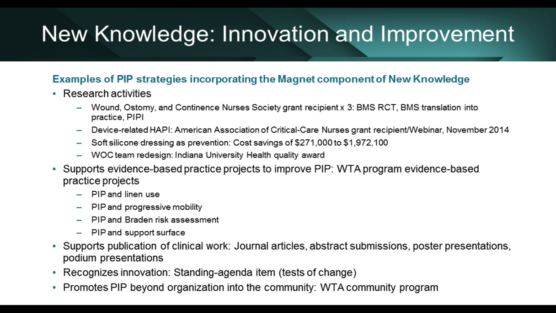Here are some examples of how we have included this into our pressure injury prevention program, research activities that we are very actively involved in. The Wound Ostomy Continence Nurses Society has several grants that they have offered in the past, and we submitted, and we did a randomized controlled trial looking at bowel management devices and methods in the critical care. Then we did a study of translating that into practice. And then, as I mentioned before, we did a retrospective unavoidable pressure injury study in the critical care.